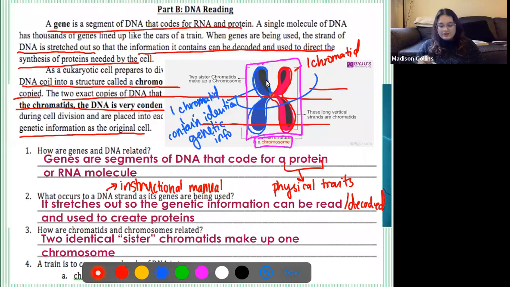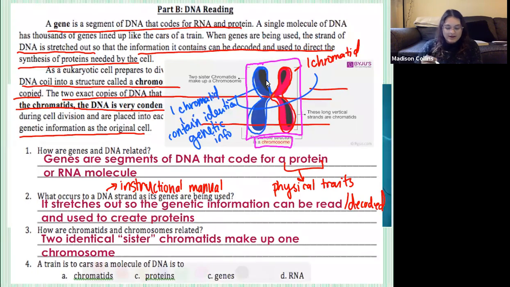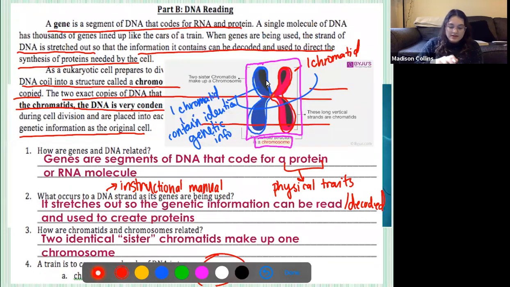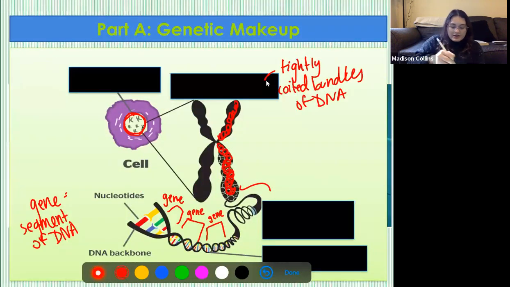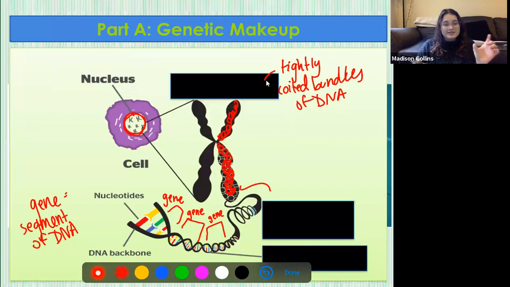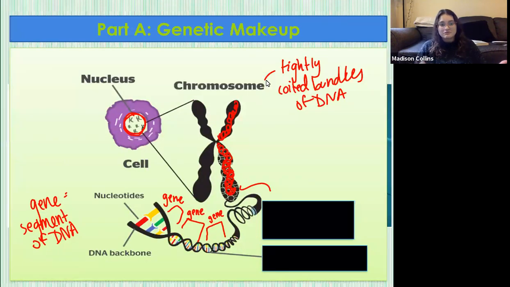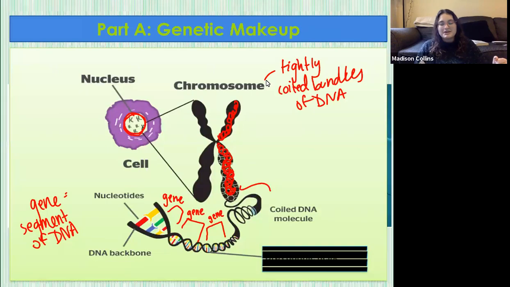Okay, and the last question from this passage says, a train is to cars as a molecule of DNA is to what? The answer there is genes, because as we saw, let me go back to the last slide right here. This double helix DNA structure has lots of different segments that are called genes. The same way, if this entire structure of DNA is a train, those genes are going to be the train cars that all join together to create the genetic information or make the train work.